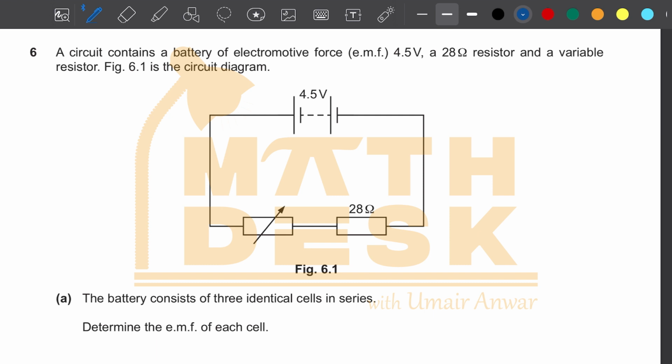The question says a circuit contains a battery of electromotive force, EMF, 4.5 volts, a 20 ohms resistor. So we have an EMF source where more than one cell is connected, and a 28 ohms resistor, and a variable resistor whose resistance could be varied. Figure 6.1 is the circuit diagram.